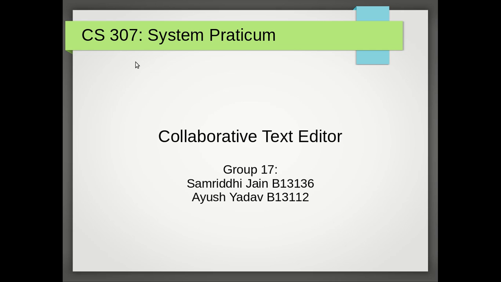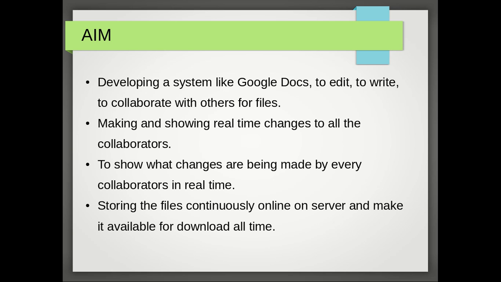Our System Practicum mini project is to create a collaborative text editing platform where multiple users can work and edit documents concurrently. Consider it just like Google Docs where people can edit and collaborate over the files. The main feature this should have is to continuously execute the changes made by one person over all the machines. The changes done at one system should be shown to other collaborators at the same time. Also, the files should be stored on a server so that they can be easily downloaded whenever required.